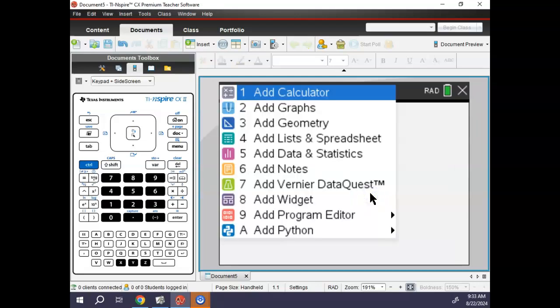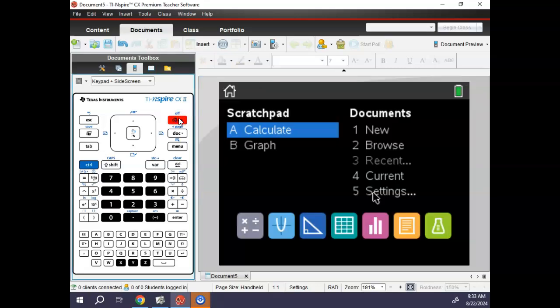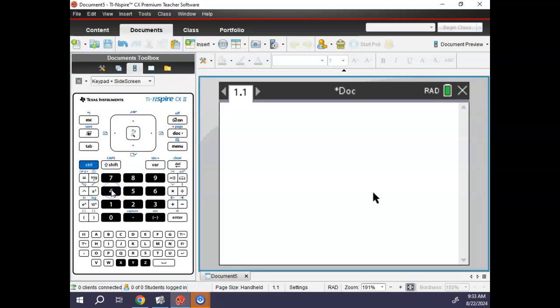And then this time we just need to add a calculator. Stay here, but don't ever go to Scratchpad. It does not work the same way as anything else, so we just ignore the Scratchpad and do everything with documents, okay? All right, so we're here. We don't need a graph or anything. We don't need to graph it.